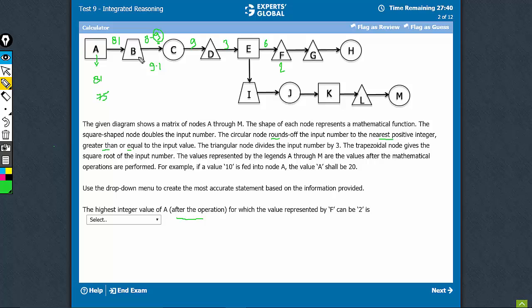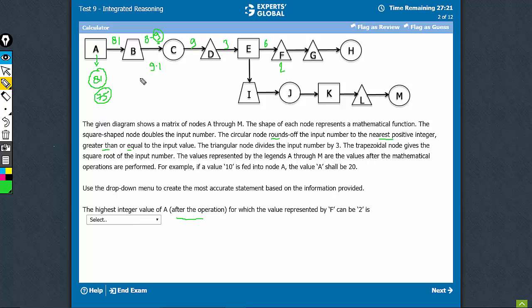For smaller values also, remember, for something like a 75 also, we will get 2, because 75 here will give you 8 point something. 8 point something will become 9 by C. This will remain 9. So 3, 6, 2. It will eventually become 2. So a value like 75 is also possible, but the question is asking you the highest integer value. Highest integer value is 81.